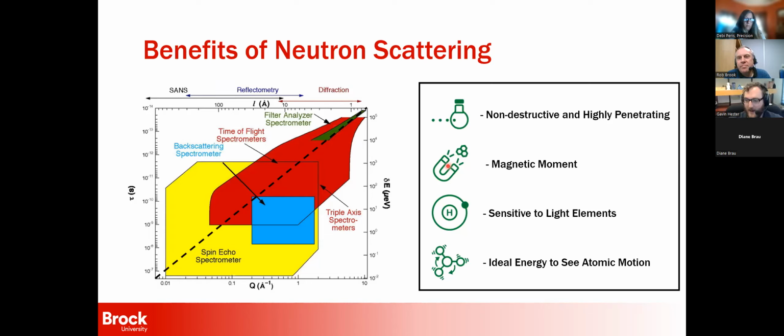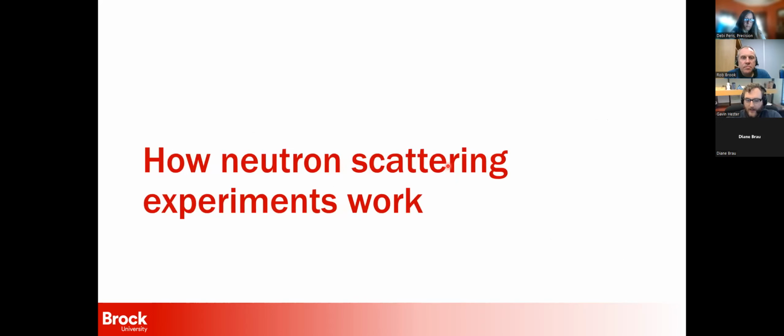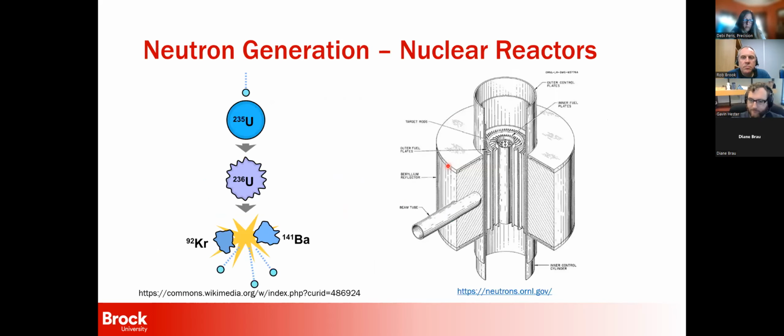And then finally, I've already kind of alluded to this, but the energy of the neutron is ideal for seeing the types of atomic motions that solid state physicists care about, and now even biophysicists and many other fields. So that's kind of the basics of neutron scattering. I want to go a little bit into how neutron scattering experiments work, and I'll connect this at the end to our neutron scattering measurements and Laue diffraction a little bit.